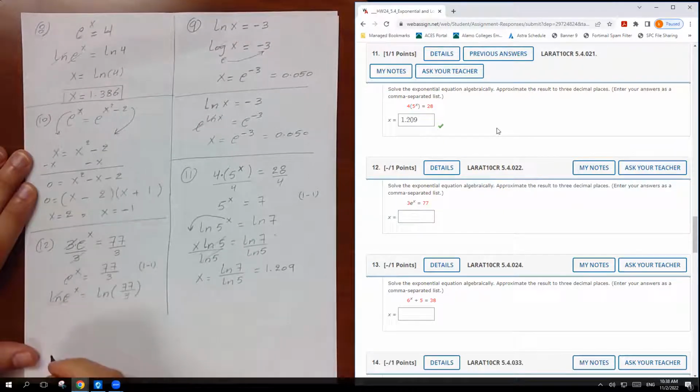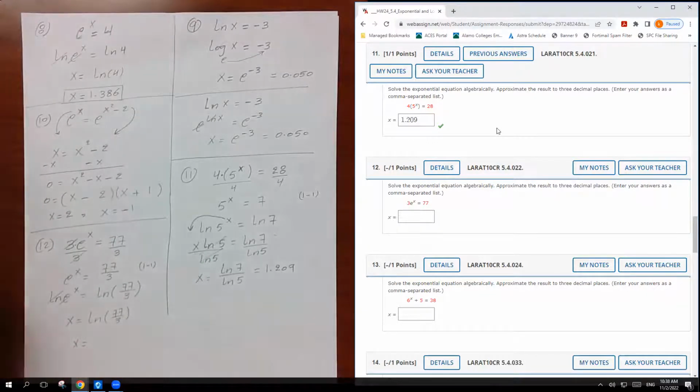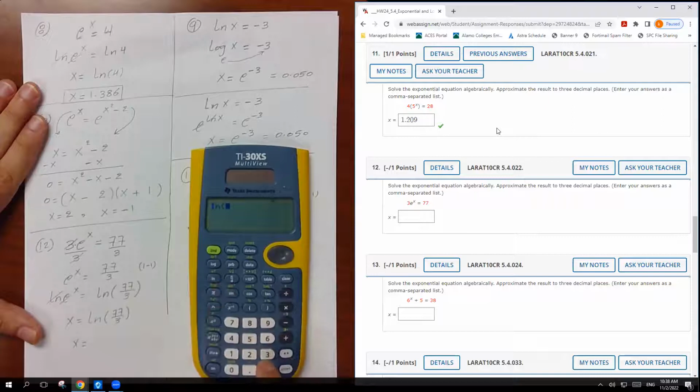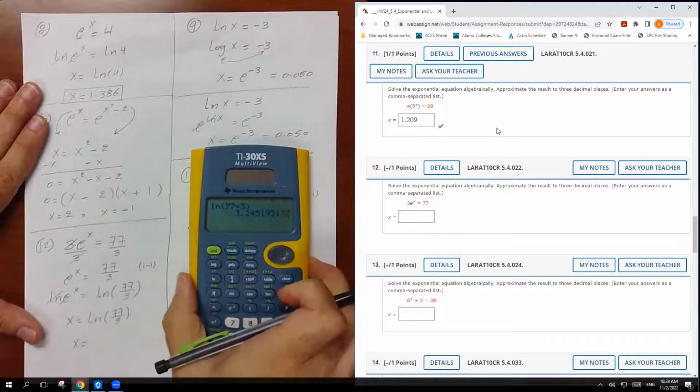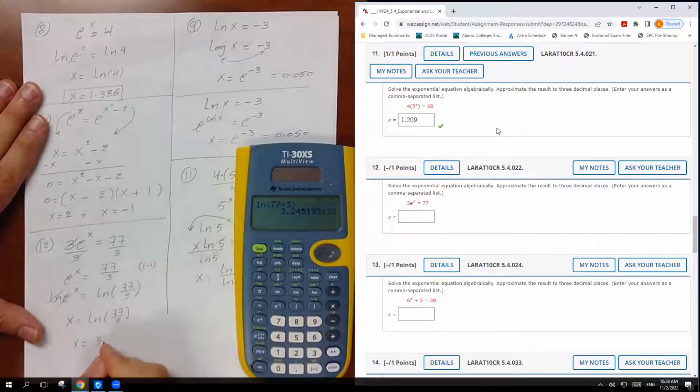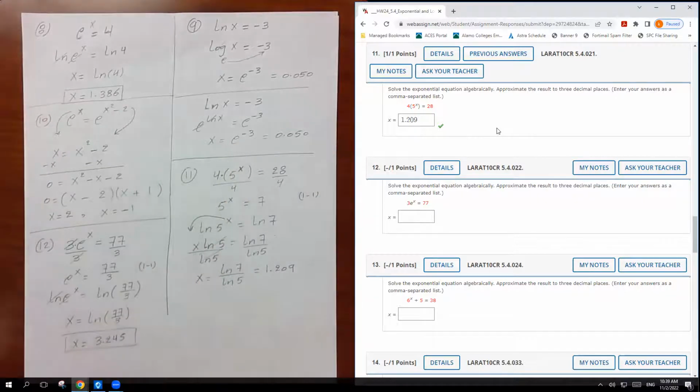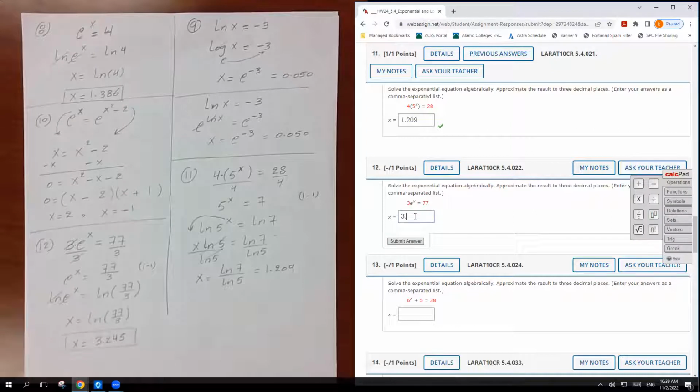Cancel these. So x is going to be equal to ln of 77 over 3. That means x is going to be equal to ln of 77 divided by 3, which is going to be 3.245. That's it for this example. So we're going to type 3.245.